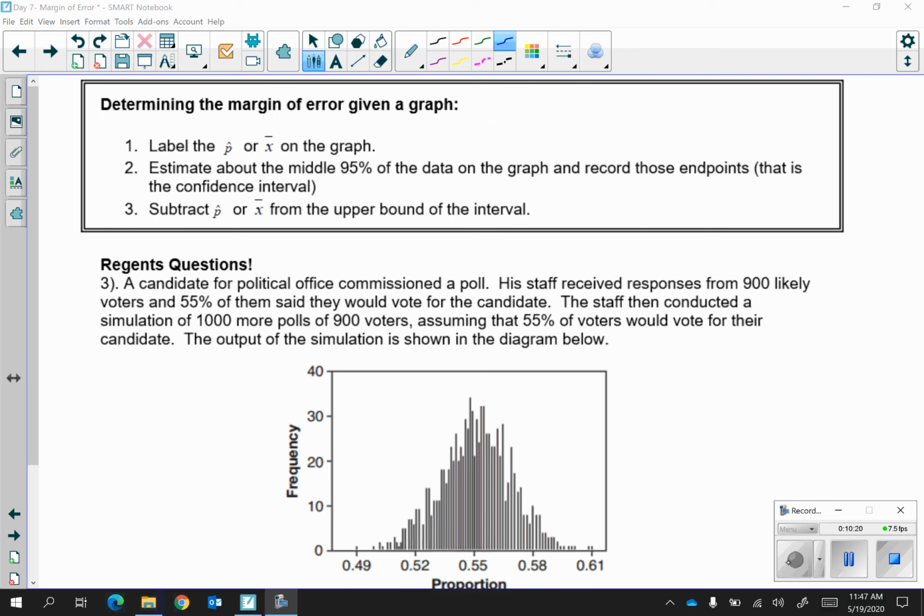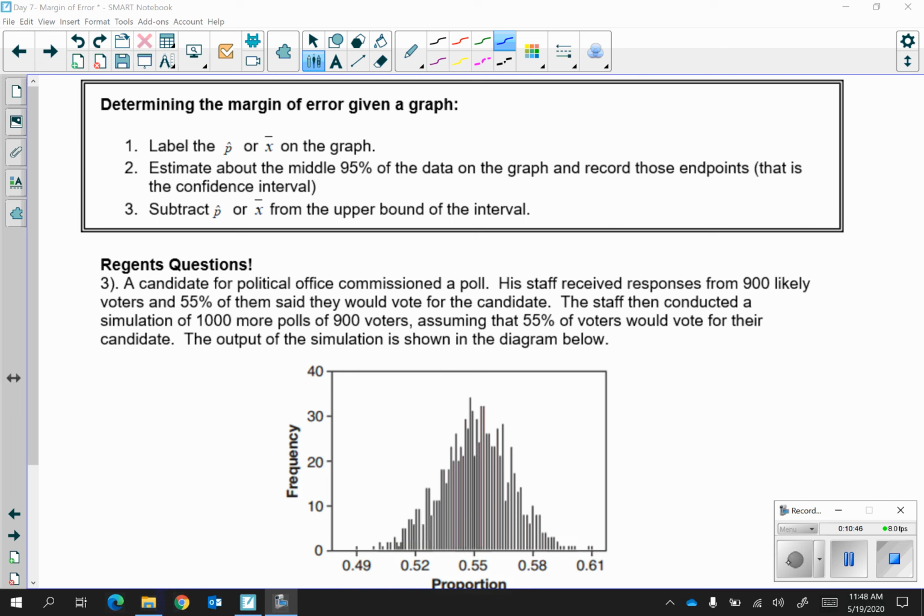Now, sometimes they don't give you the confidence interval, and yet they still want you to find the margin of error. So it's going to take some estimation. The first thing you should do is label where p hat or x bar is going to be on your graph. Now, if you read this question, we're saying his staff received responses from 900 likely voters, and 55% of them said that they would vote for the candidate.